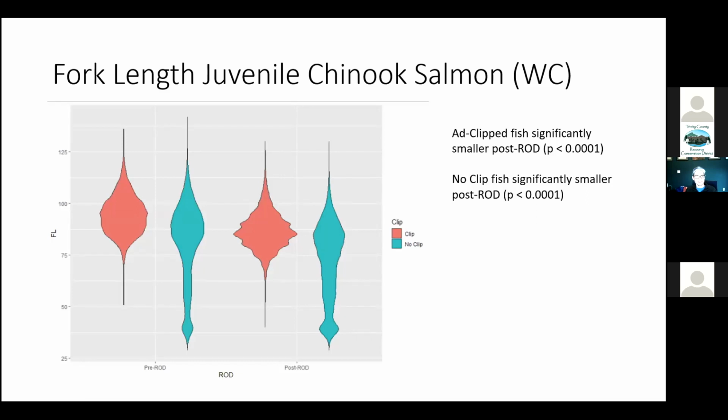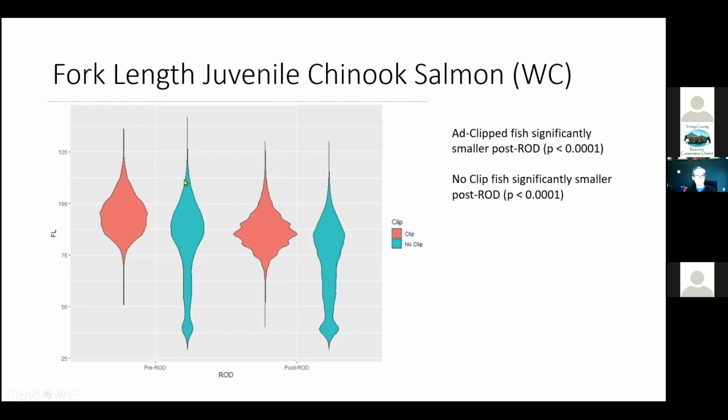If you look at this different graph, these are violin plots. These are density plots of fork length, pre-ROD versus post-ROD. Fortunately, with the fork lengths, we can't really tease out all of the hatchery fish. For our population estimates, we have a routine where we can estimate numbers of hatchery fish and back those out of our population estimates. When we go to fork length, we don't have that ability.